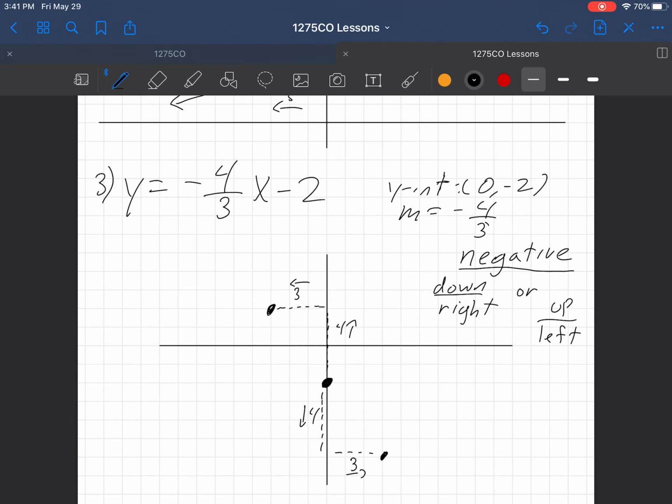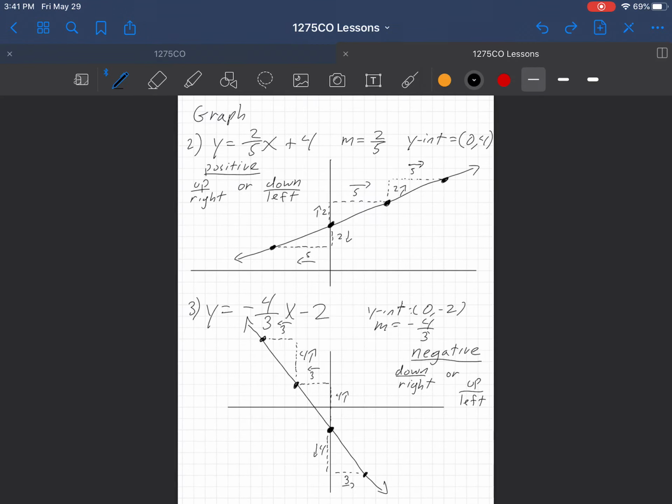So notice that again, these points are still on the straight line. Let's do this again. Up 4 units, 1, 2, 3, 4, and to the left 3. That's 4 up, and that is 3 left. And once again, whether we are going down and to the right or up and to the left, this many spaces, we are putting all these points on a straight line.